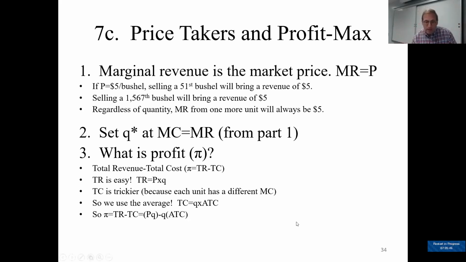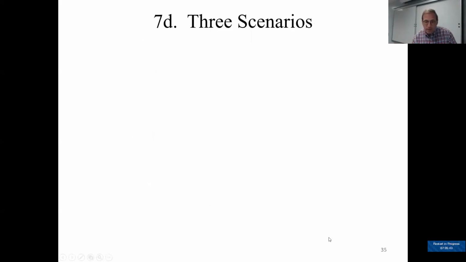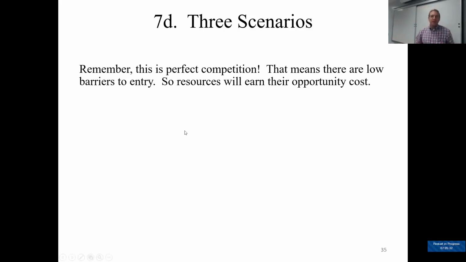Let me look at questions here. Okay. So this means, of course, that we can have 3 scenarios. As a reminder, we're in a situation of perfect competition. Perfect competition means there are low barriers to entry.